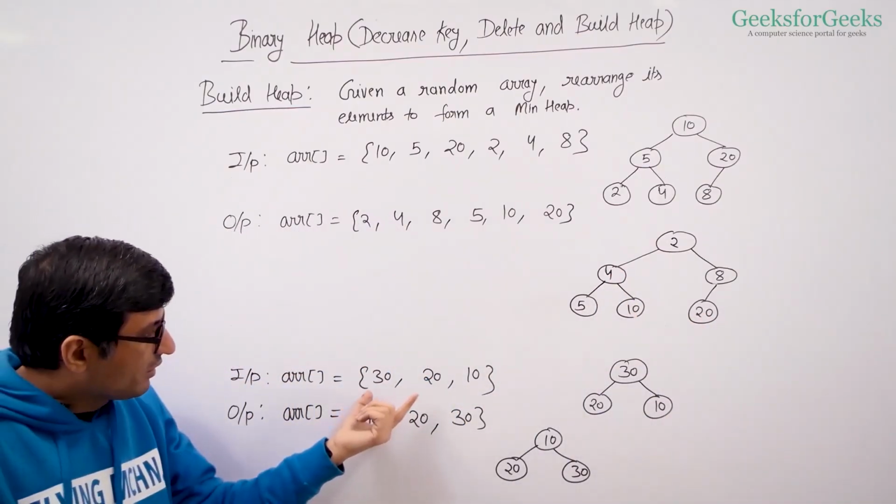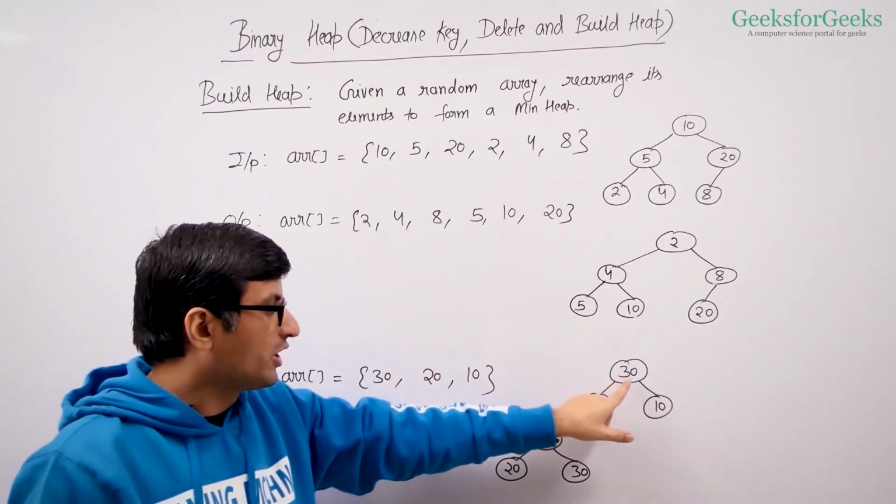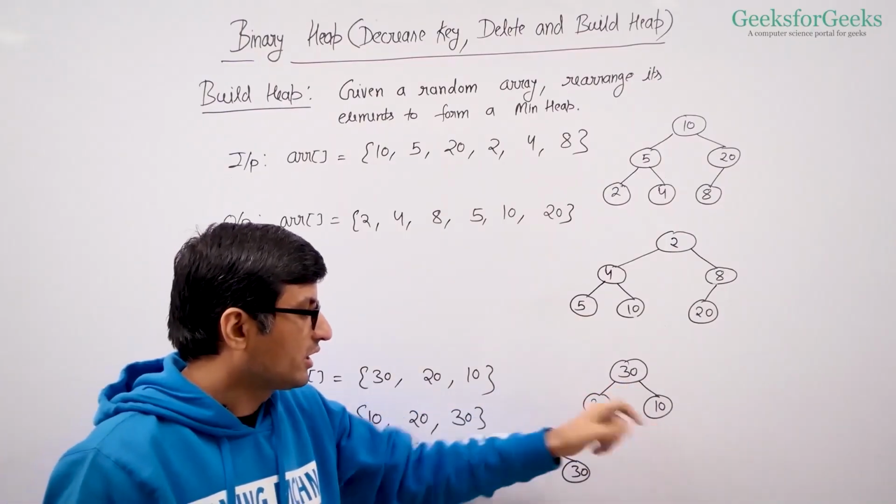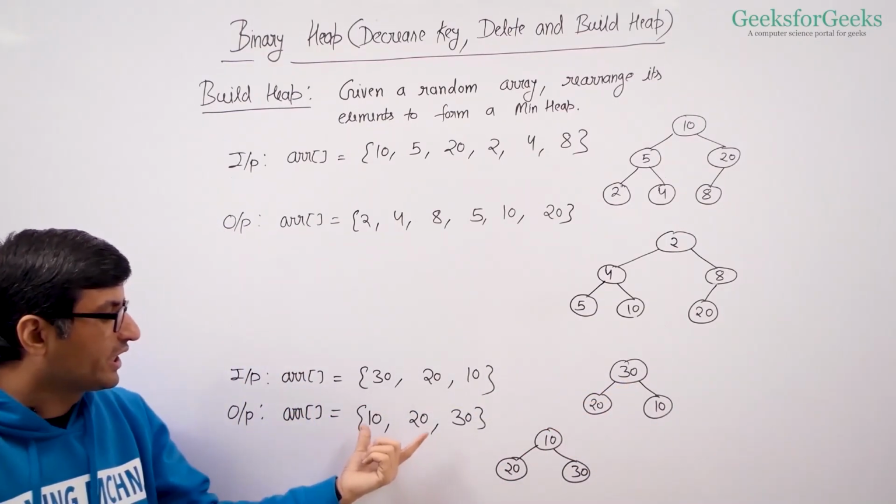Let's see one more example. We have 30 at index 0, 20 at index 1 and 10 at index 2. We want to convert this array again into a min heap, right?